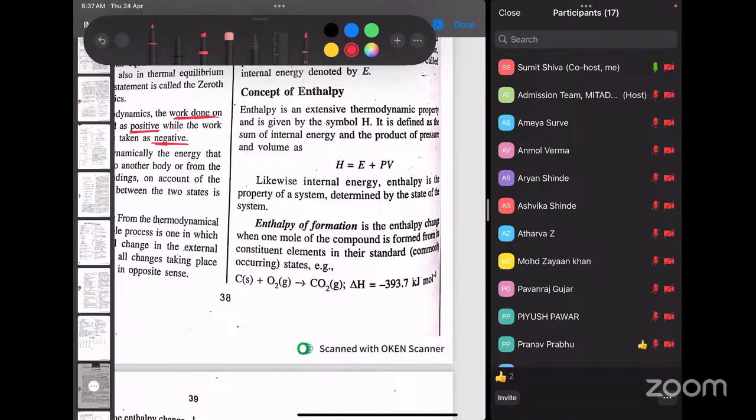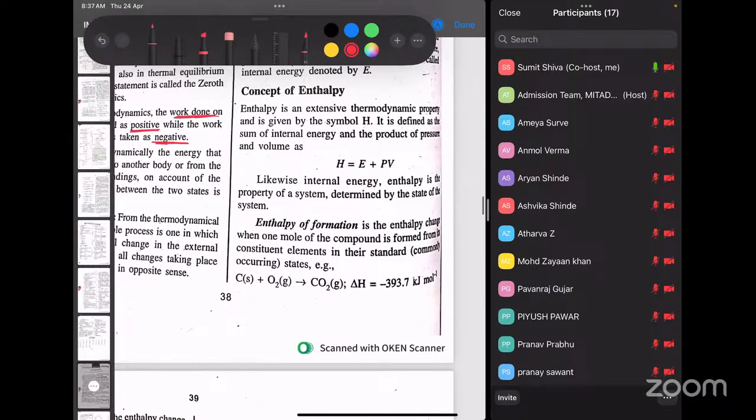Yes. Next point is the concept of enthalpy. Enthalpy is basically a scientific word for energy, but enthalpy can have different meanings in different references and contexts. In this case, enthalpy is an extensive thermodynamic property and is given by the symbol H. It is defined as the sum of internal energy and the product of pressure and volume. So enthalpy H, this is a very important formula.